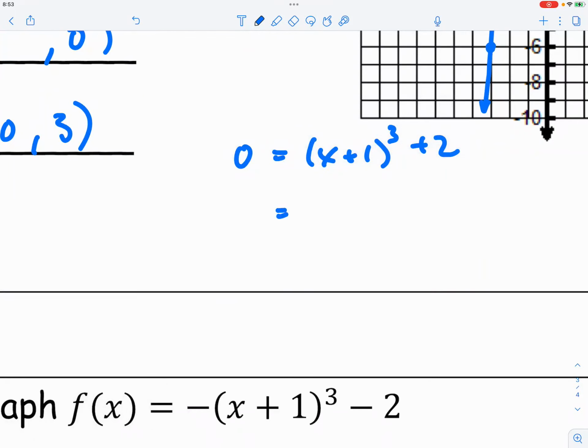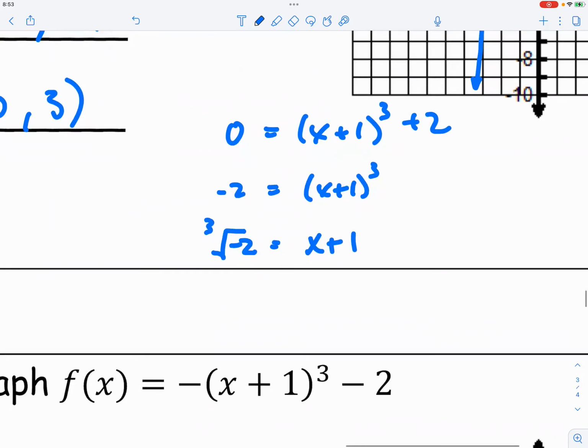What's the first step? -2, good. So we subtract 2 first. So you have this. Next up, we have to get rid of the cube by using the cube root. So you have the cube root of -2, which is okay, right? We don't want any negative numbers underneath the square root, but the cube root of -2 is perfectly fine. And then what is x? Well, we have to subtract 1 on both sides.